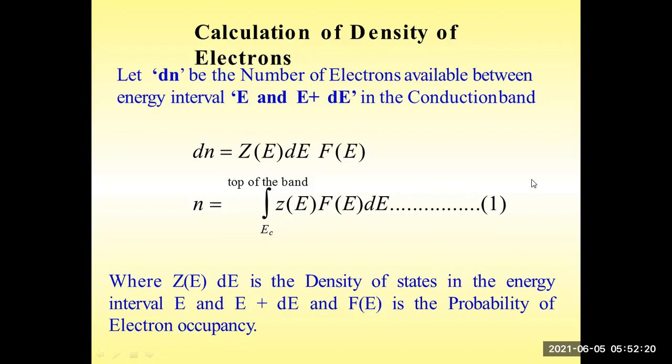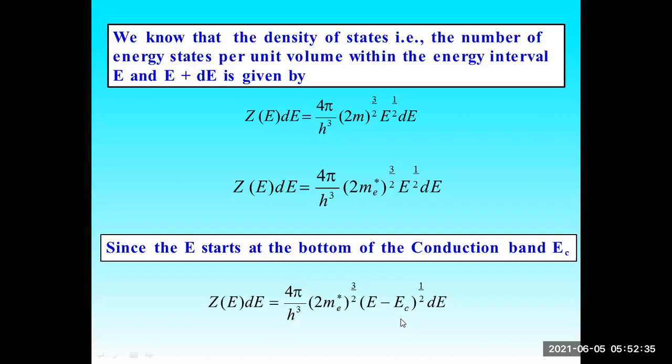So now n is equal to the integral of Z of E, f of E dE. Here Z of E dE is the density of energy states within the energy interval E and E plus dE, and f of E is the probability of occupancy of the electron. So what is the density of energy state? That is the number of energy states residing per unit volume within the energy interval E and E plus dE.